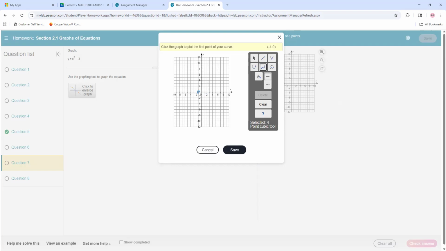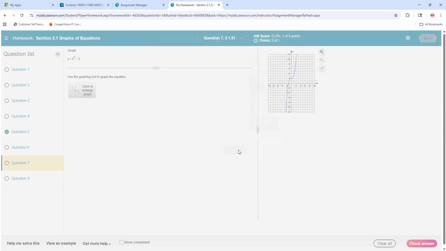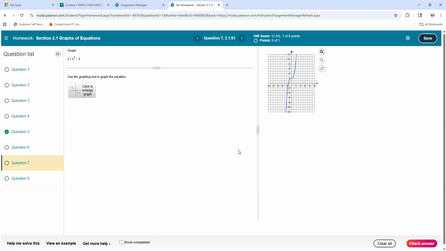So let's go -1, up 1, 0, up 2, over 1, up 3, and then I had 2, 10. Now it looks like a straight line, but watch this. When I do my 2, 10, over 2, up 10, it makes my little squiggly line that matches the one we did on the calculator. So you would save that and be ready, okay?